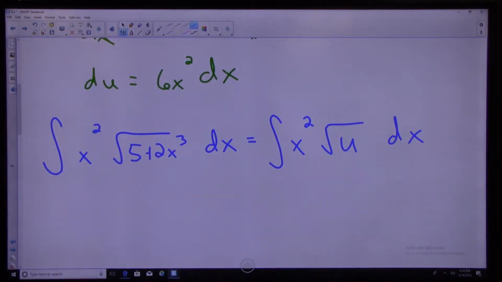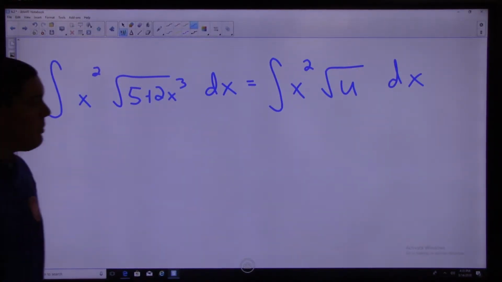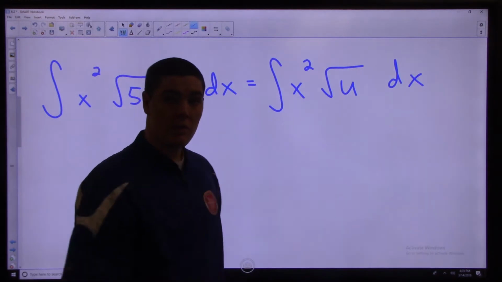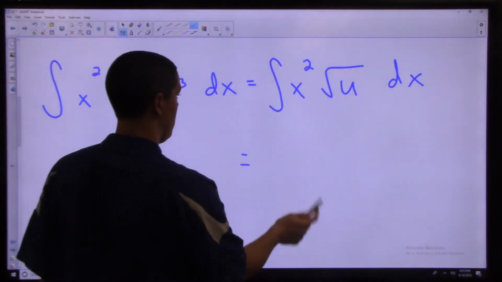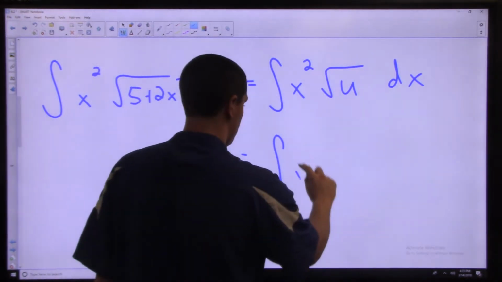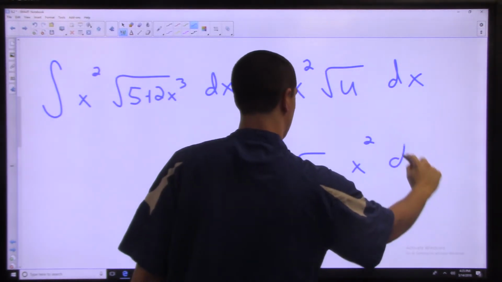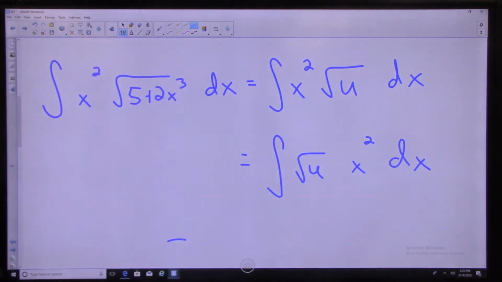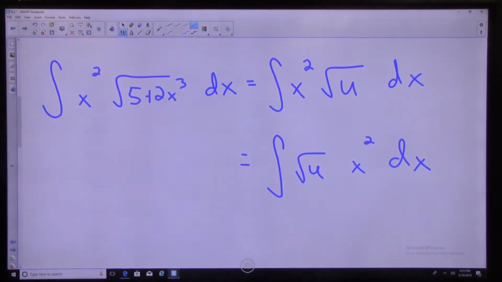Again, I'm trying to set this up so it's very easy to see, but I'm going to use a little commutative property, a little associative property here. This is the same thing, agree or disagree, as the square root of u times x squared dx. Hopefully you guys agree, because that's true. You can just multiply in any order you want. It's multiplication.